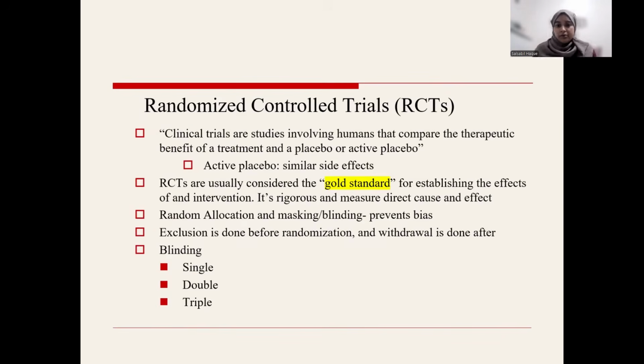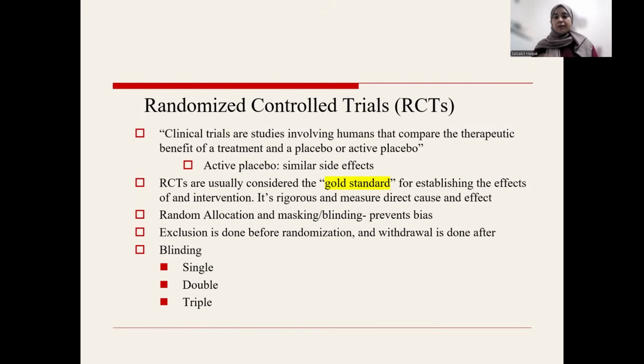Okay, then we go to randomized control trials. So these are trials involving humans that compare the therapeutic benefit of a treatment and a placebo or active placebo. Now, what is active placebo? Active placebo is something that is not the treatment, but something that has a similar side effect compared to the treatment. Okay, so if you have a treatment group and a control group, you are going to give the treatment group the drug, and you're going to give the control group another drug or something else that has the same side effects. Why do we do this?